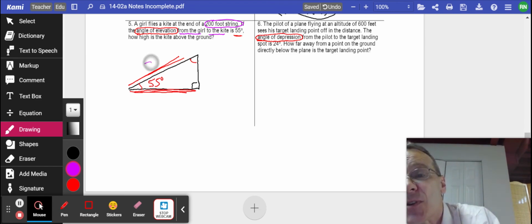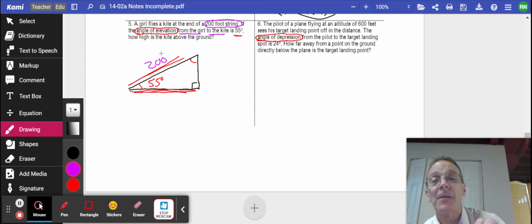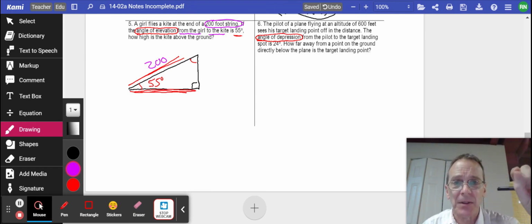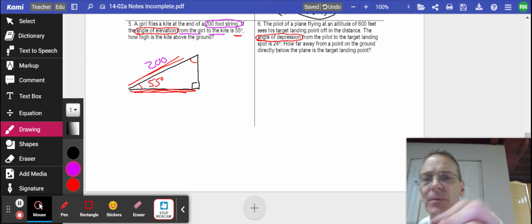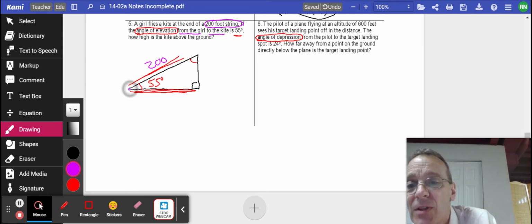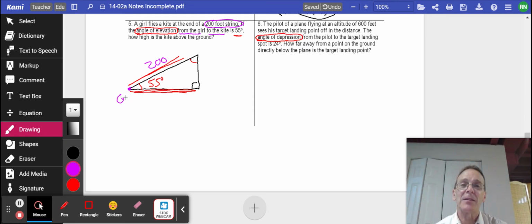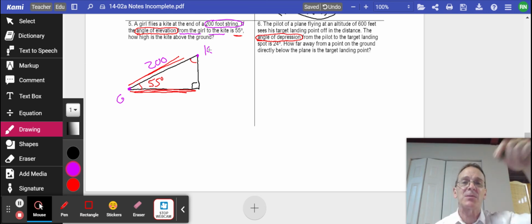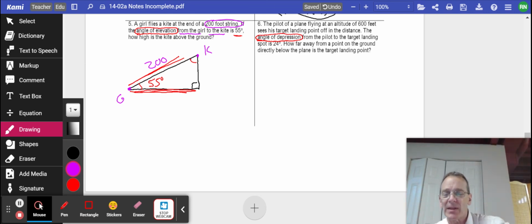So here's the string. Okay. The string is one of the sides of the triangle. Okay. And we've got to use our imagination here that the girl is really just this point down here. Okay. The girl is not one of the sides of the triangle. And the kite also is just this point up here. The kite is up in the sky. It's this point up in the sky. The girl is this point down on the ground. And there's this really long 200-foot string connecting the girl to the kite.